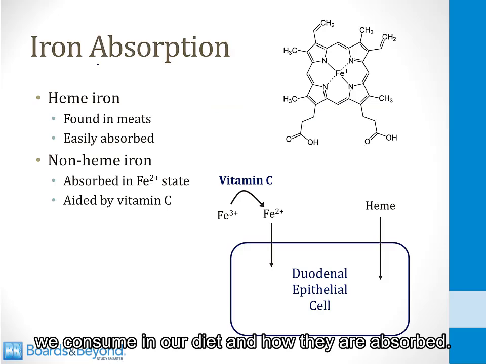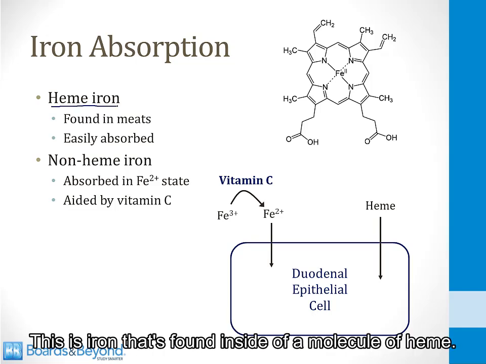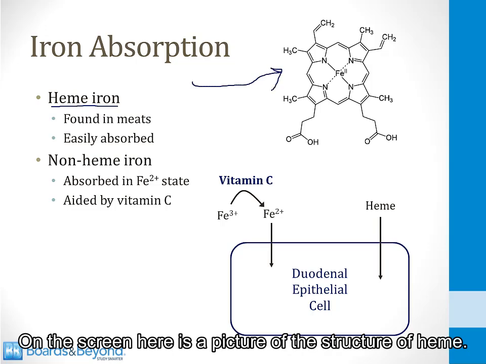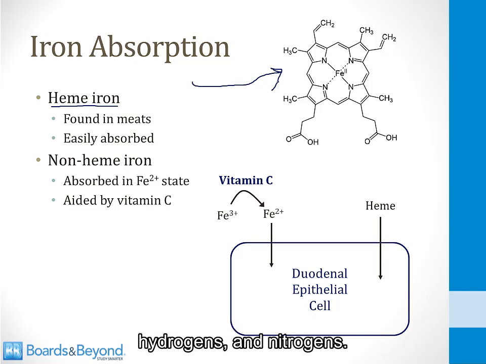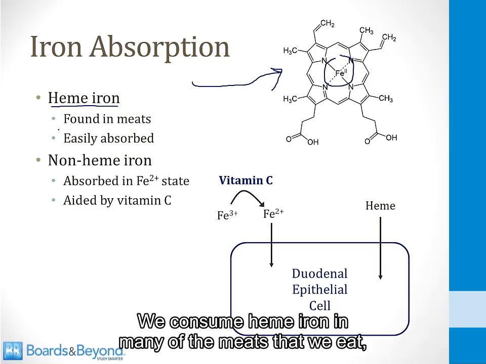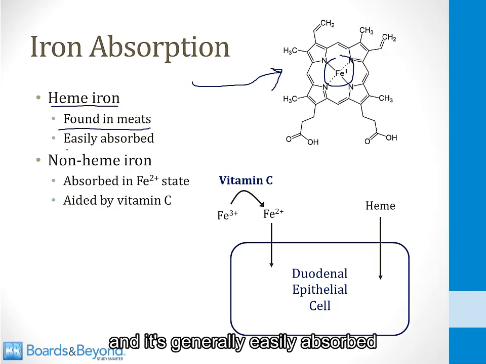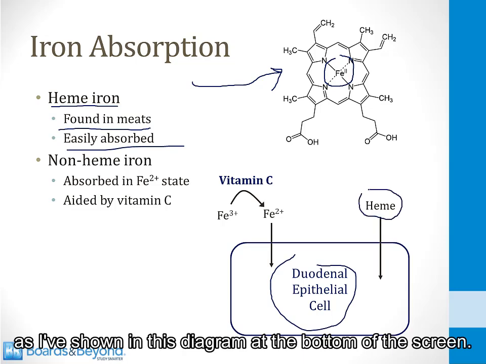One type of iron we consume in our diet is called heme iron. This is iron that's found inside of a molecule of heme. On the screen here is a picture of the structure of heme. You can see that it's a large molecule made up of carbons, hydrogens, and nitrogens, and in the middle of a molecule of heme is an atom of iron. We consume heme iron in many of the meats that we eat, and it's generally easily absorbed by duodenal epithelial cells, as I've shown in this diagram at the bottom of the screen.